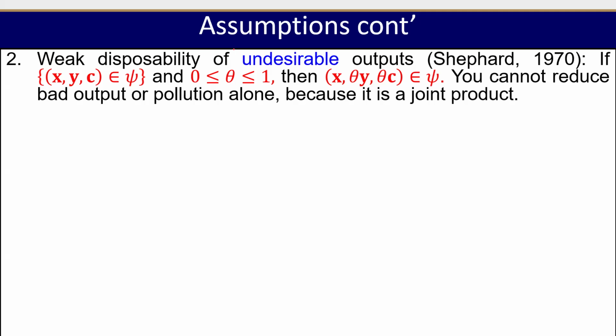What is weak disposability, Emily? Okay, so Doc, for weak disposability, let's take the example that he gave for the bank. So loans are good outputs, and then unpaid loans are the bad output. So it's stating that you can't reduce the unpaid loans without reducing the loans itself. So why is the weak here? Why the weak here?